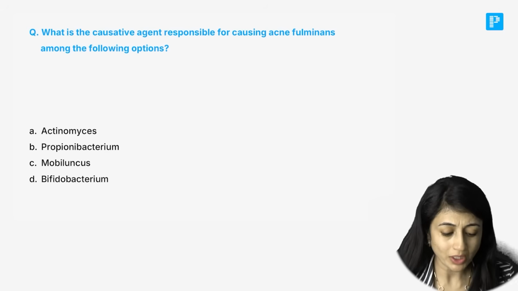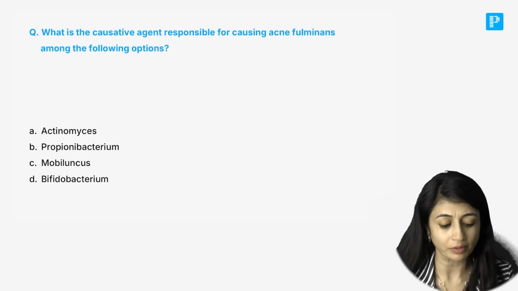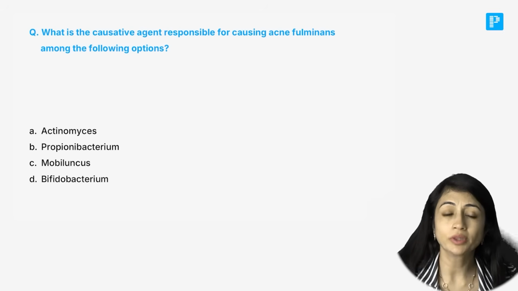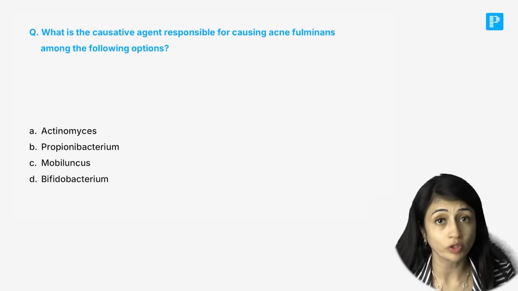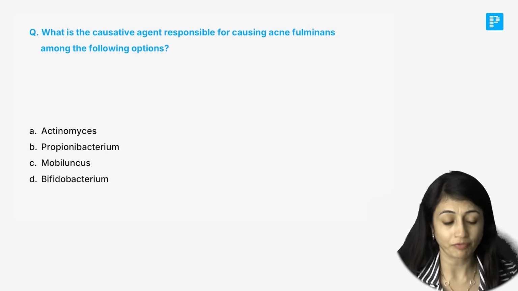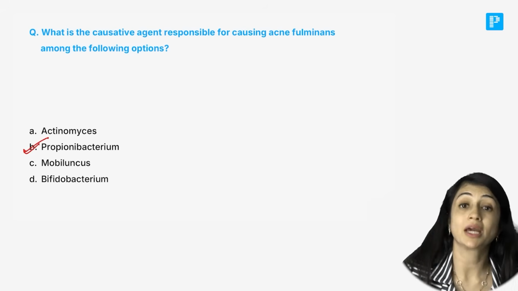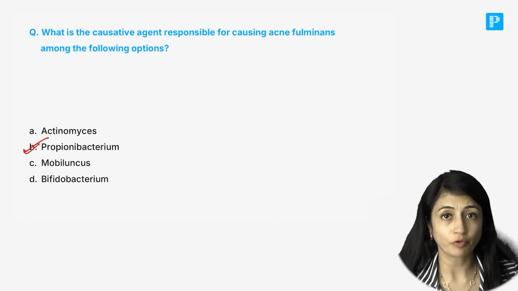Coming to the first question, what is the causative agent responsible for causing acne fulminans among the following options? Now, we all know that acne is caused by overgrowth of microbes like Propionibacterium acnes and Staph epidermidis. Amongst the options here, Propionibacterium is there, so that should be the answer. It does not matter what type of acne it is.